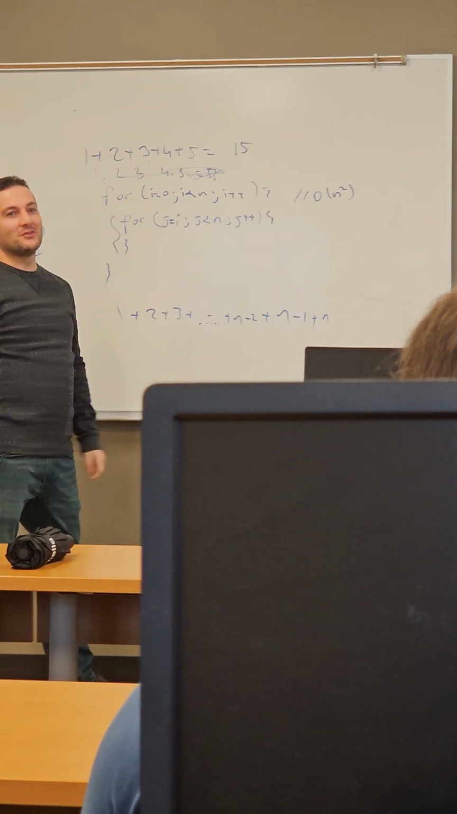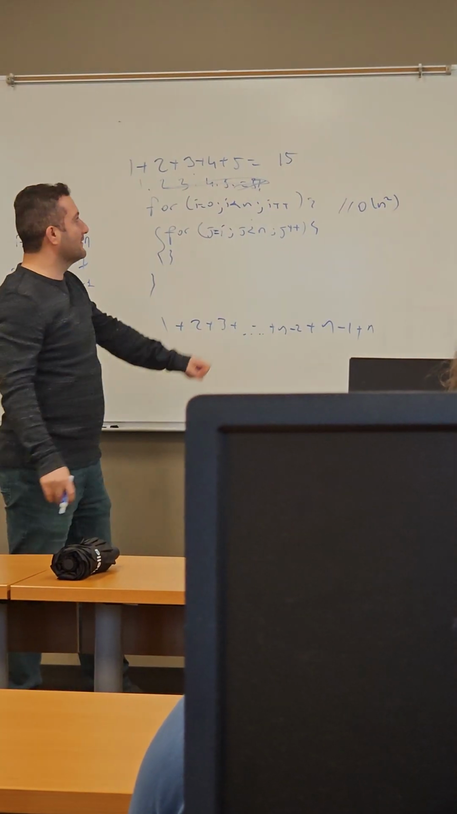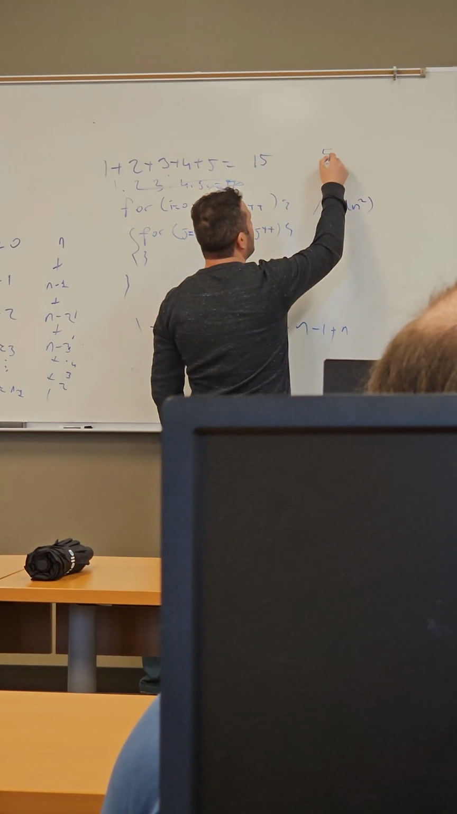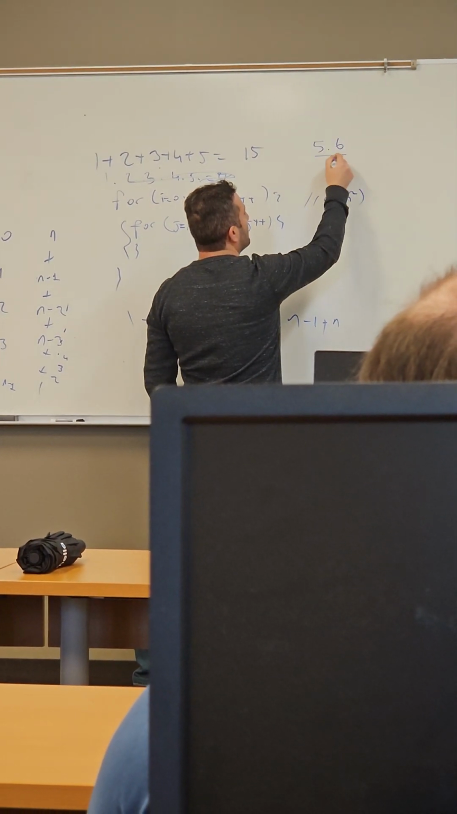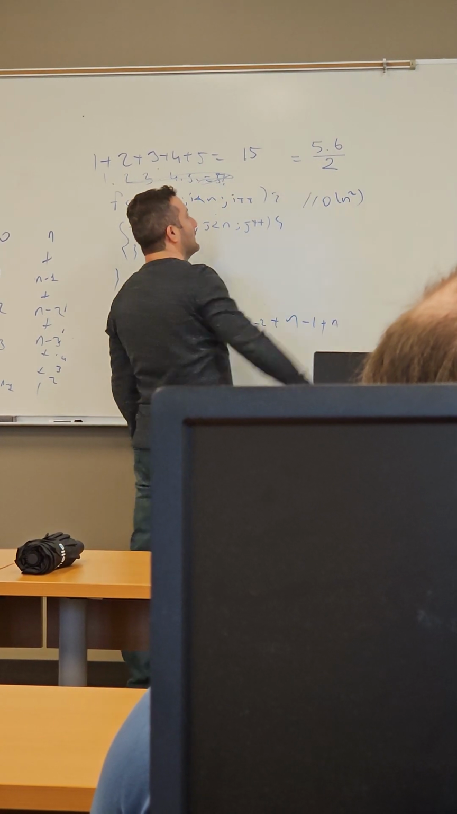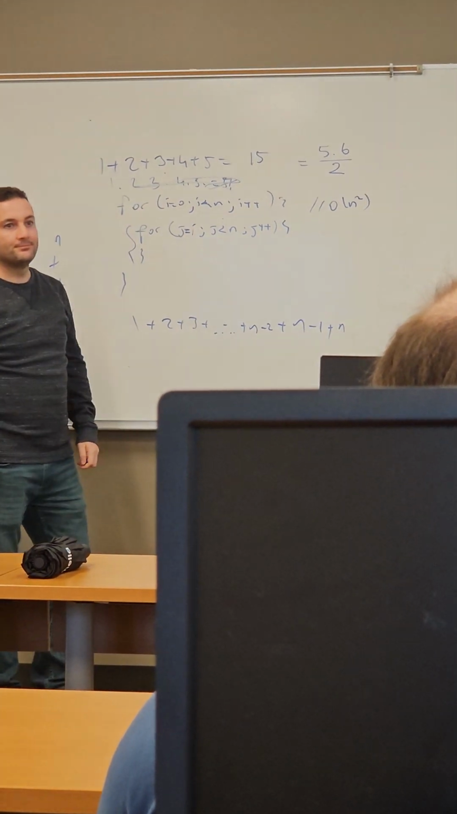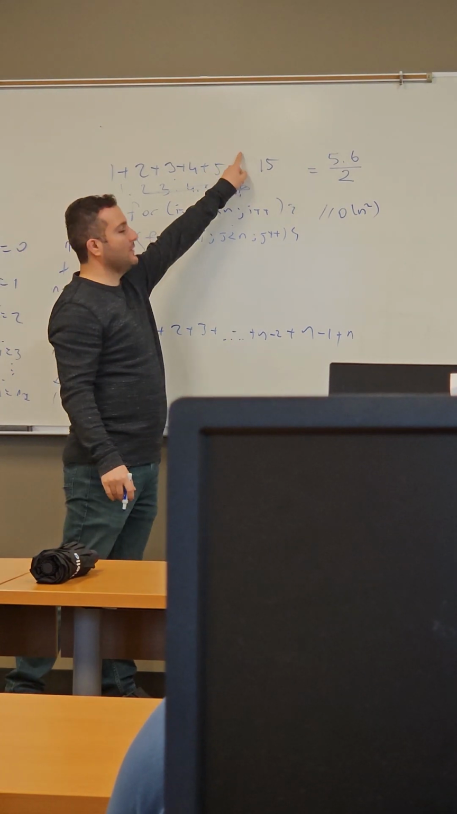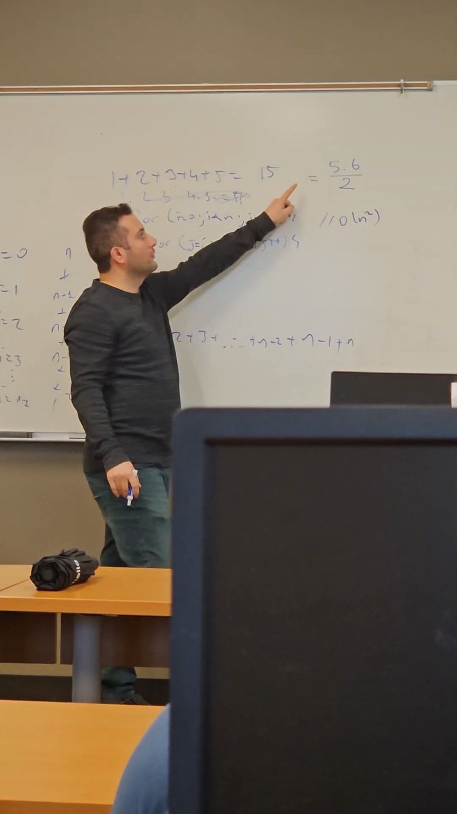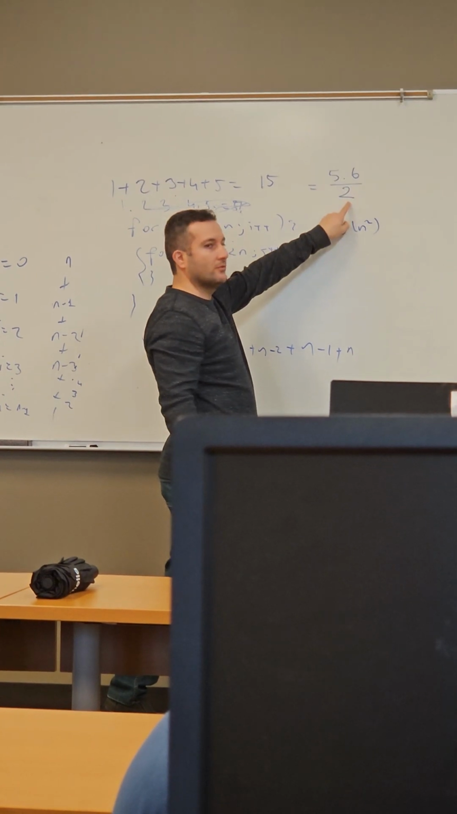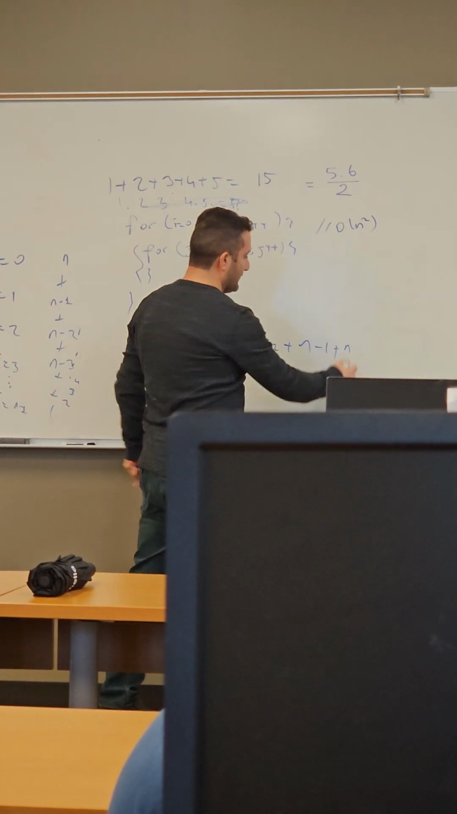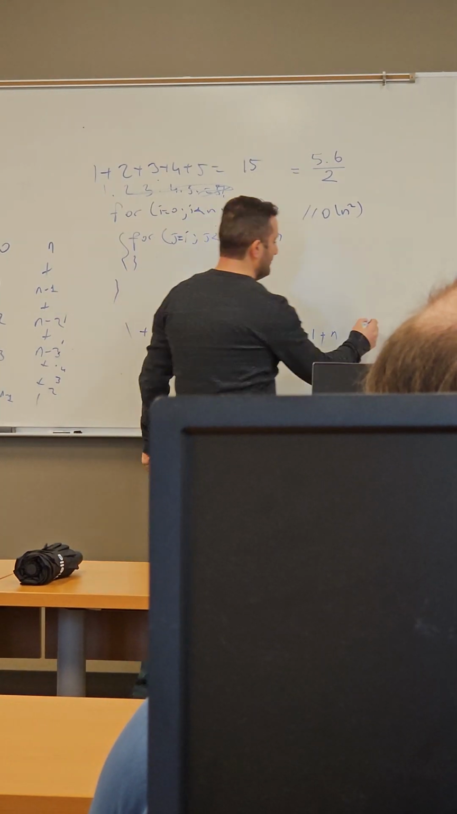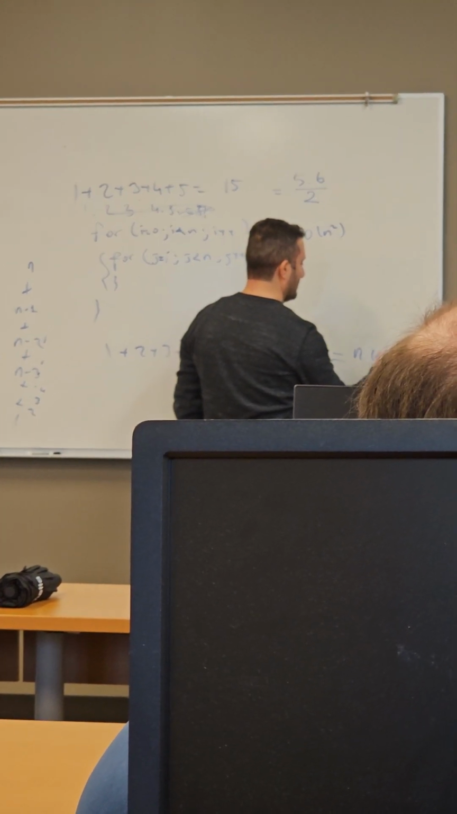Okay. What is the rule? What is the last element? The rule is 5 times the last element, divided by 2. Right? 5 times the next element, which will be 6. So 5 times 6 divided by 2. Everybody get it? If that is the case, this will be n times n plus 1 divided by 2.